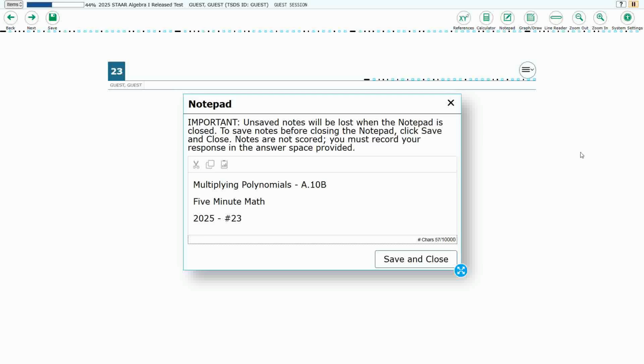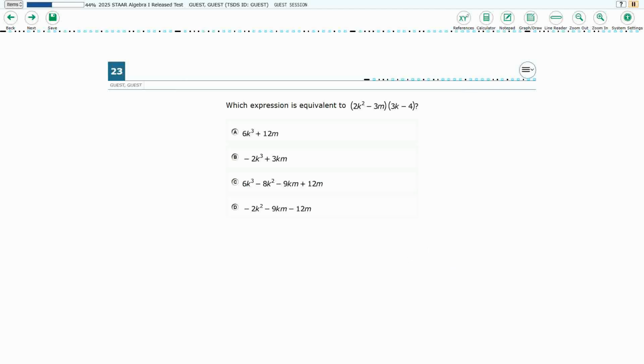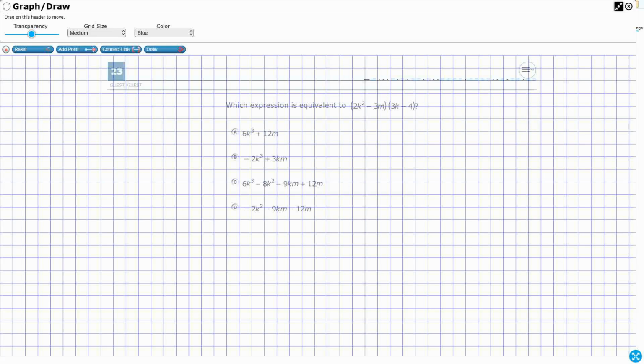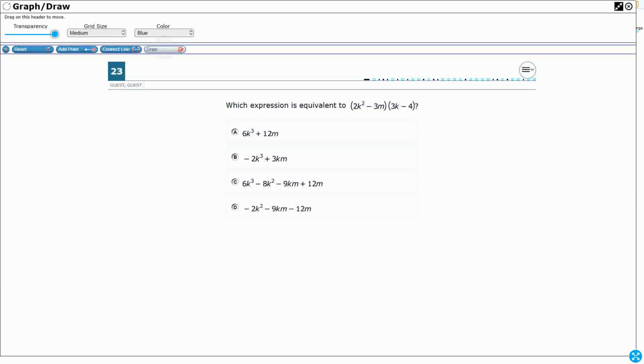Today we are looking at the Algebra 1 concept of multiplying polynomials. This is standard A.10B in the great state of Texas, and we are using item number 23 of the 2025 release STAAR test. If you haven't done so already, please go ahead and take a moment to pause the video, work this problem out on your own, unpause it, and we will look at our answers together.